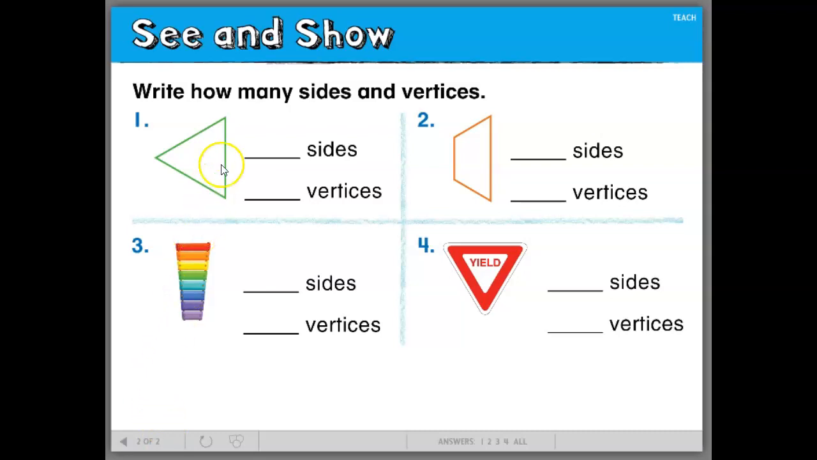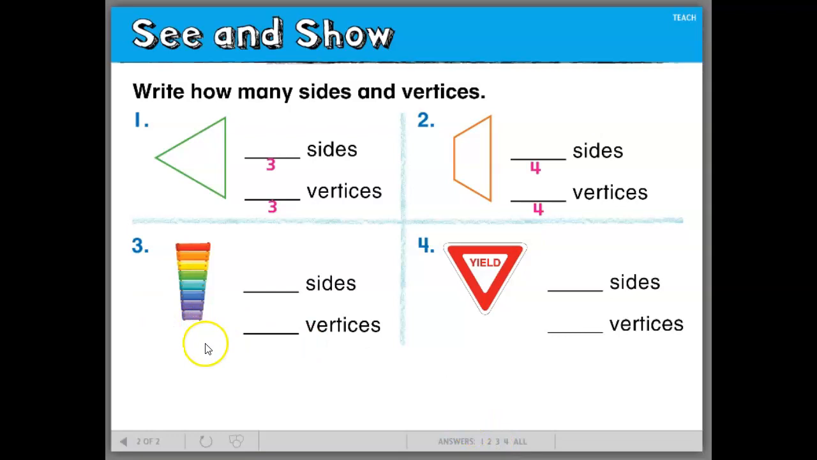So how many sides are on this shape right here, this triangle? 1, 2, 3. And how many vertices? 1, 2, 3. So triangles have 3 sides, 3 vertices. What about this trapezoid right here? How many sides does it have? 1, 2, 3, 4. And how many vertices? 1, 2, 3, 4. So that has 4 and 4.